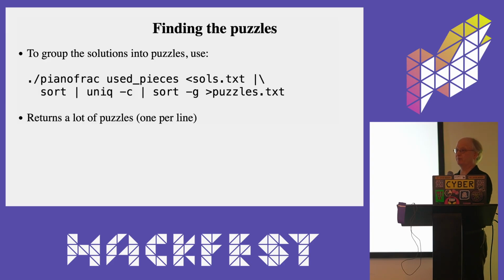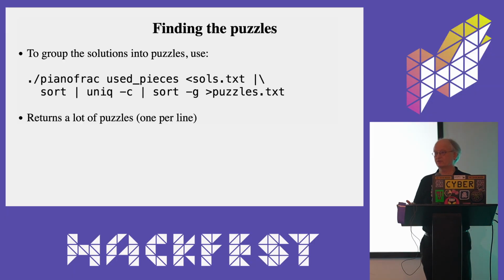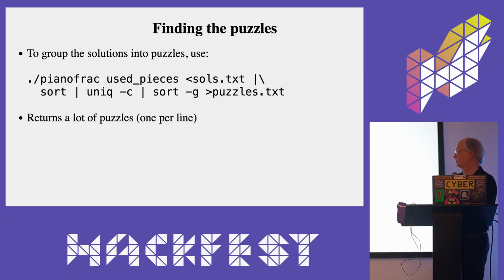But then we don't have the puzzles yet, because a puzzle can have multiple solutions. And so in this file are all the solutions, so we also have to group them together to get the puzzles. Now, we use this command that says used pieces, so that takes from every solution, it looks up which pieces are used in there, and it puts it in a list. And then we use the built-in sort command and a unique command with the -c option that will count duplicates, and then we sort it again.